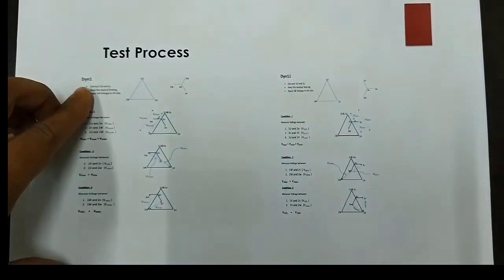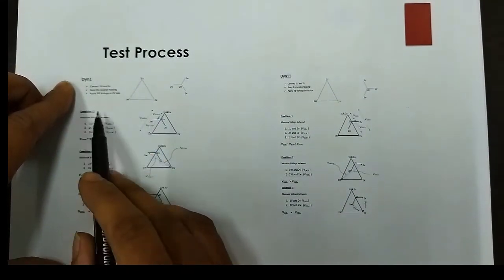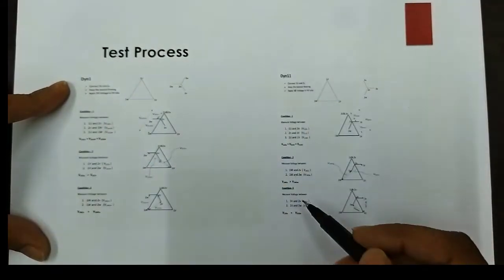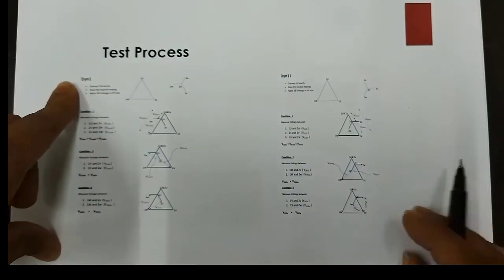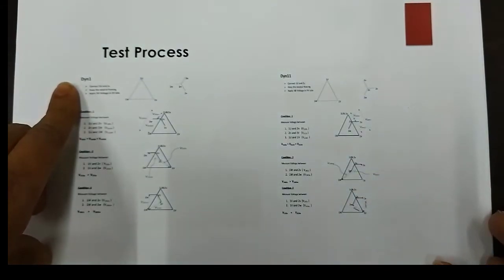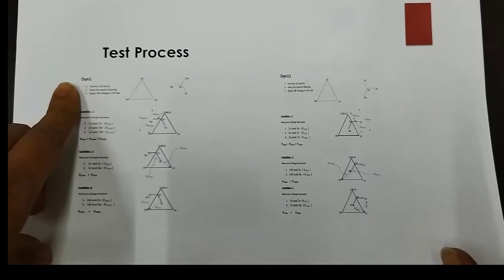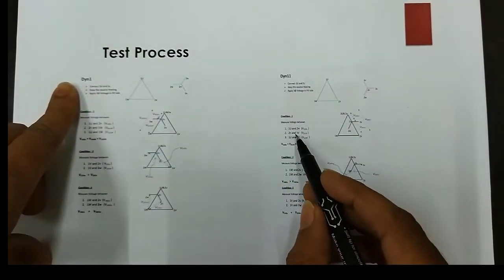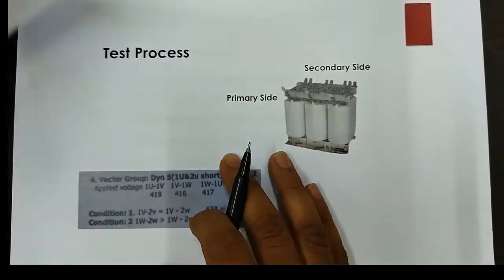In every type of transformer vector grouping, there are different conditions to match for testing. Like DYN has condition 1, condition 2, condition 3. So you can see here, and DYN11 has some other conditions. But in our case, our transformer was DYN5, and we will only explain DYN5 with the conditions. But you can do this type of transformer also with the same process. You just have to note down the conditions here. Now I am going to explain DYN5 transformer testing.